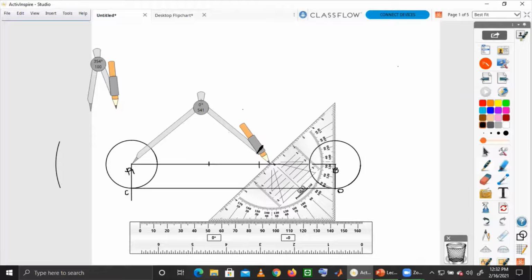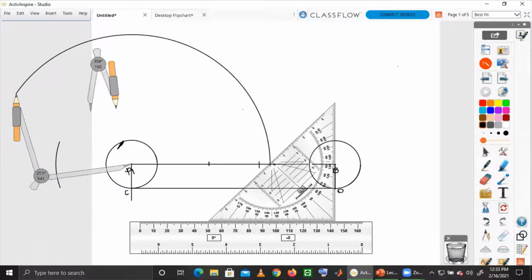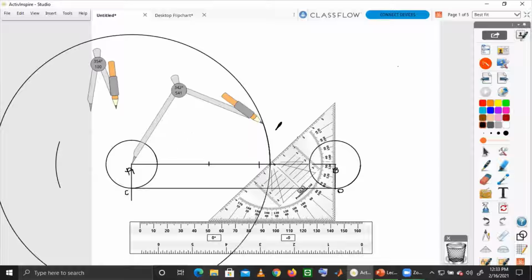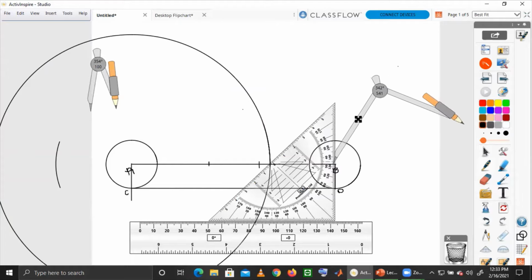Then I draw what is supposed to be an arc, but this time I'm going to draw a circle. Okay. Then for the next arc, now I'm going to stand at point B to draw the next arc. It's using the same radius, the same opening. And bring it a bit closer.